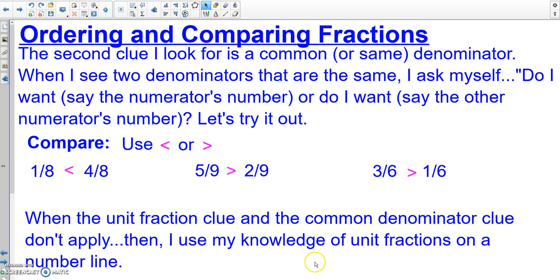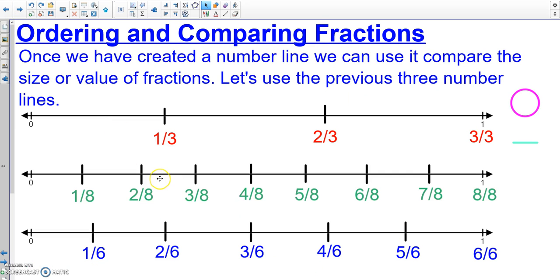But sometimes the unit fraction clue and the common denominator clue don't apply. So then I have to use my knowledge of unit fractions on a number line. Once we've created a number line, we can use it to compare the size or value of fractions. Let's use the previous 3 number lines from earlier in our lesson.